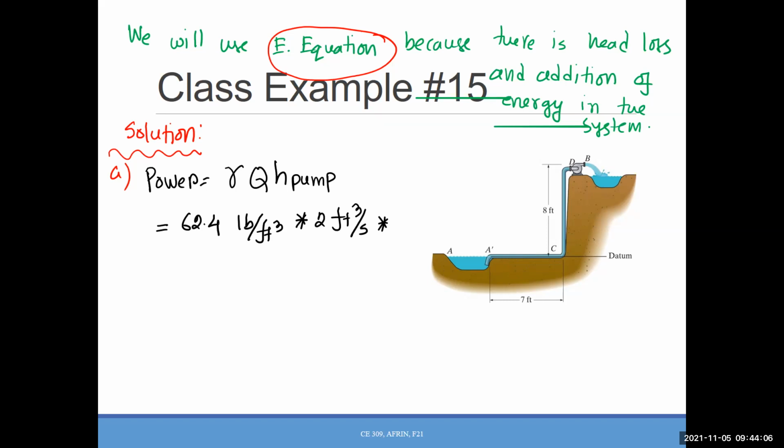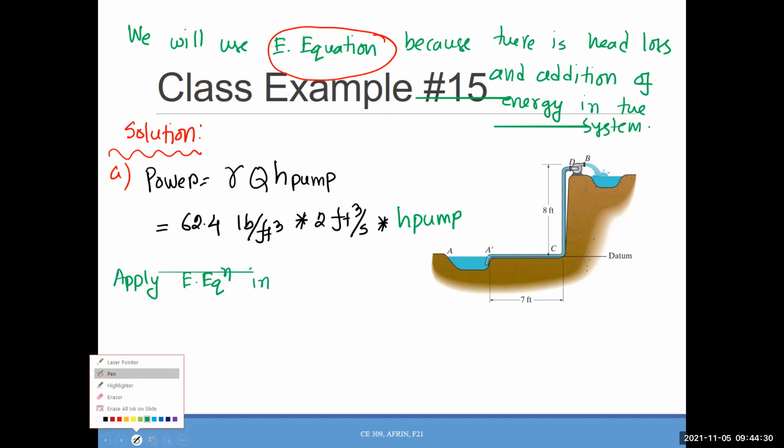Okay, so let's do that. I will just write down pump head here because we don't know this one. So let's find out that. Apply. In between which 2 points should I apply the energy equation? 0 to 8, so that can be C and B. This can be A and B, A prime and B. Which one do you want me to try? Or which one will be the correct one?